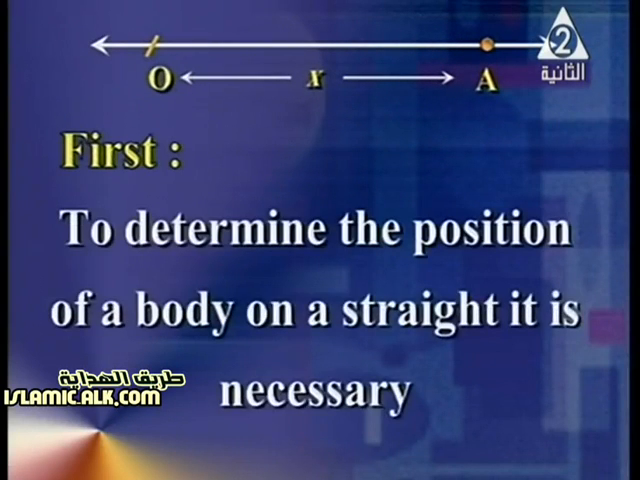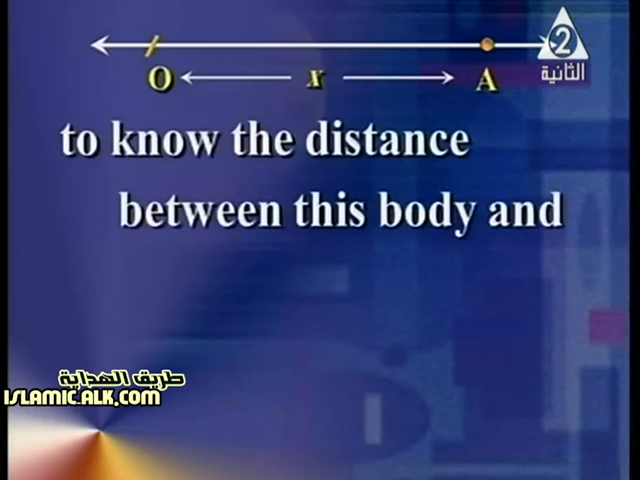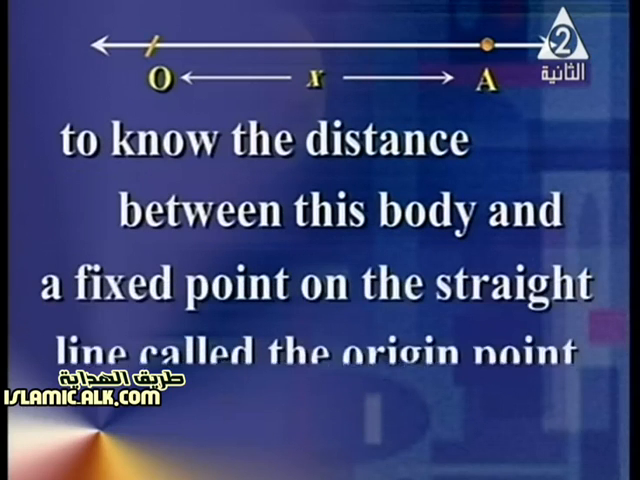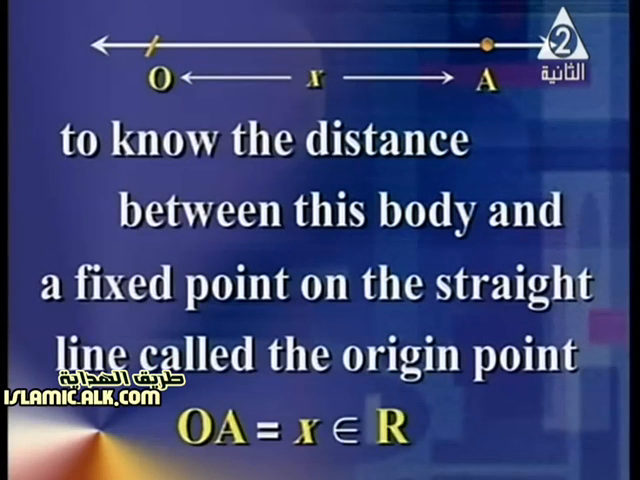Look at the figure. First, determine the position of a body on a straight line. It is necessary to know the distance between this body and a fixed point on the straight line called the origin point. OA equals x, which belongs to R.